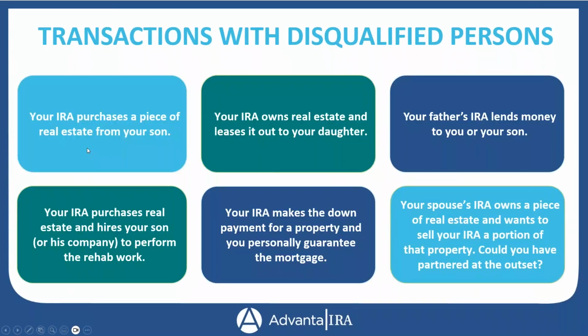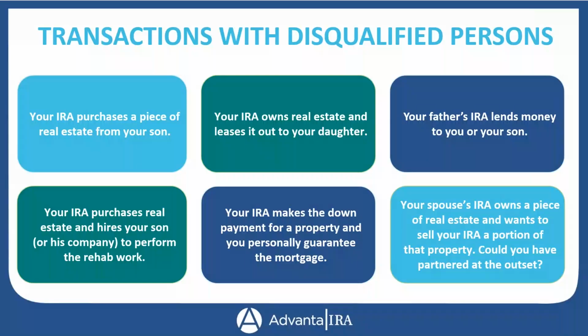So here, your IRA purchases a piece of real estate from your son or daughter. And remember that those individuals are considered disqualified from transacting with your plan, with your IRA. And so even if it were at fair market value, that would still be prohibited. That's a question I get a lot. Well, what if I do an analysis and I find out that the property is worth XYZ? Can my plan, my IRA plan, purchase it from my son or sell it to my son, whatever it might be? And the answer is no. It doesn't matter if it's at fair market value, it's still going to be considered prohibited.